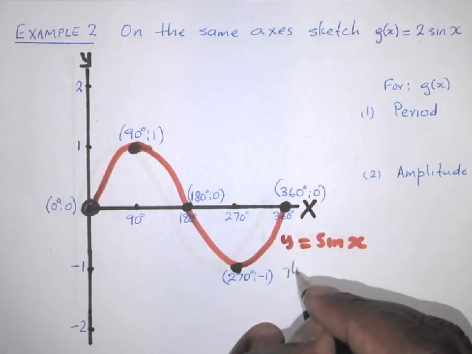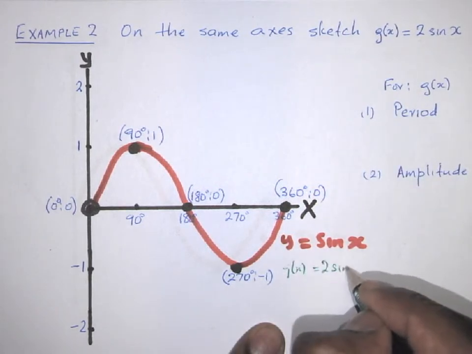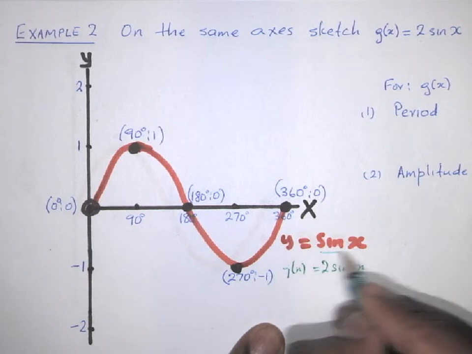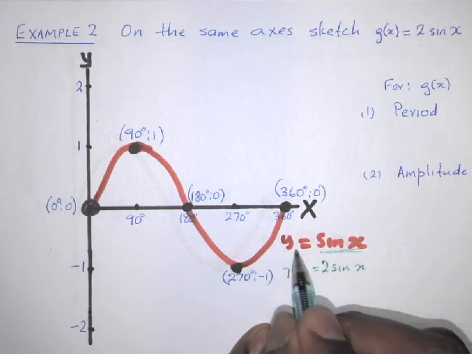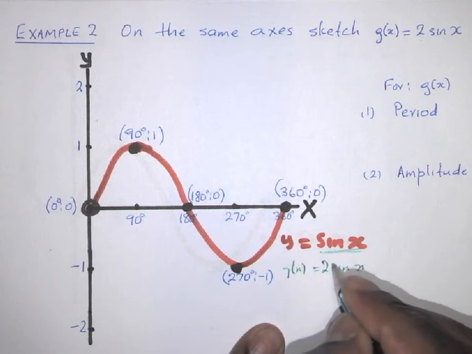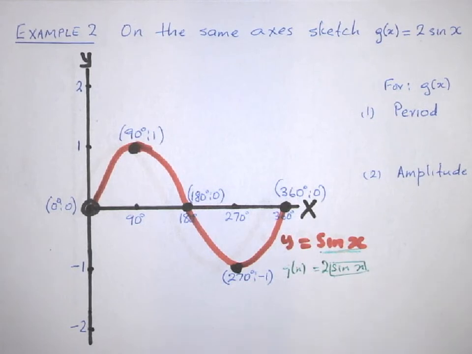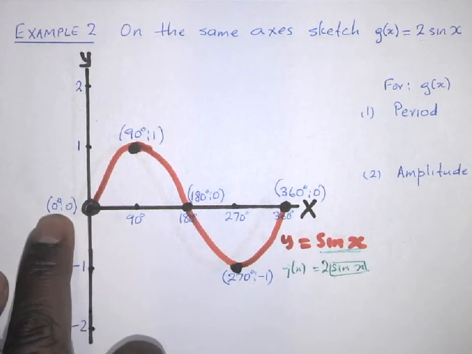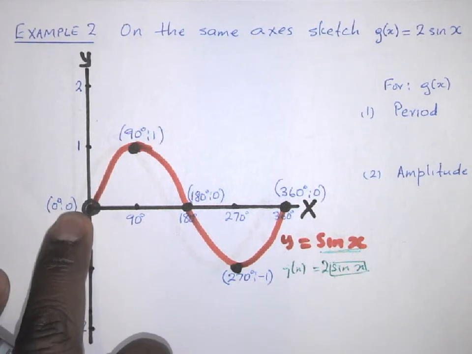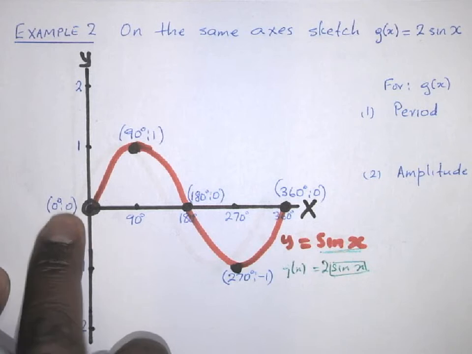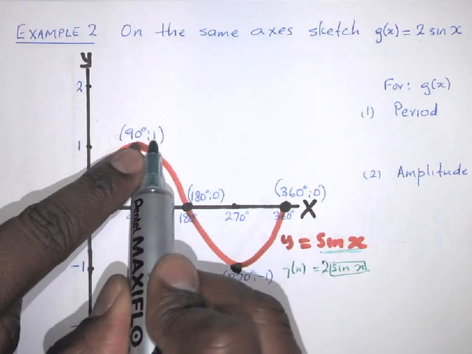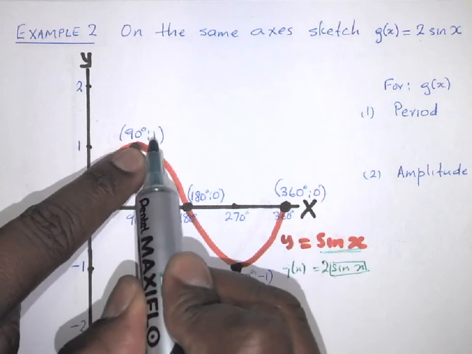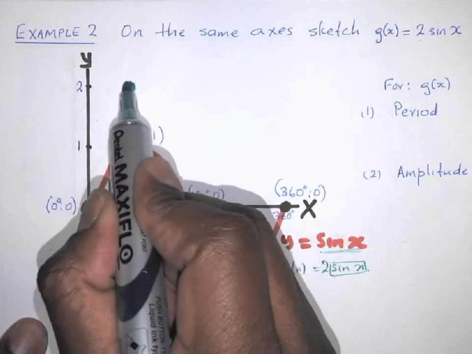So it will be g of x equals 2 sine x, which means that this graph has been multiplied by 2. This graph was y, so the y values are multiplied by 2. If I multiply the y value here, because this is 0 to 0, by 2, the point will be 0 to 0, still a point over there. The next point, 90 to 1, multiplied by 2 becomes 90 to 2.